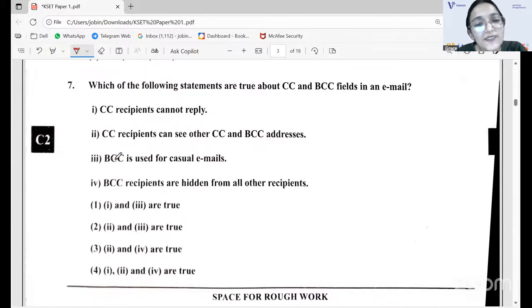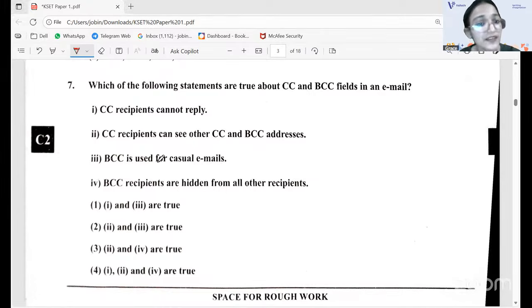Which of the following statements are true about CC and BCC fields in an email? You know, CC is carbon copy and BCC is blind carbon copy. So we'll just look into it. Option 1, as you can read, CC recipient cannot reply, it's not true, it's not a right statement. And two, CC recipient can see other CC and BCC addressees.